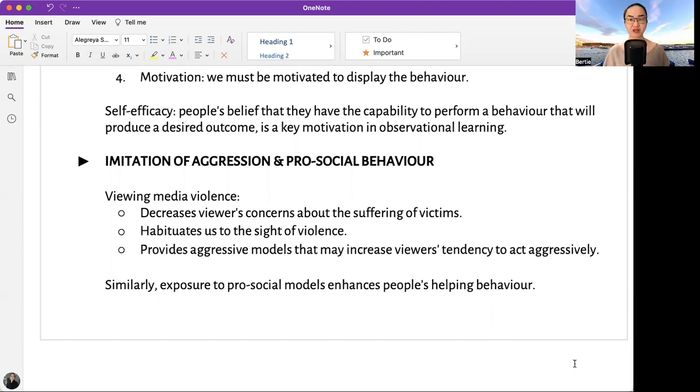Imitation of aggression and prosocial behavior. Viewing media violence decreases viewers' concerns about the suffering of victims, habituates us to the sight of violence, and provides aggressive models that may increase viewers' tendency to act aggressively. Similarly, exposure to prosocial models enhances people's helping behavior.